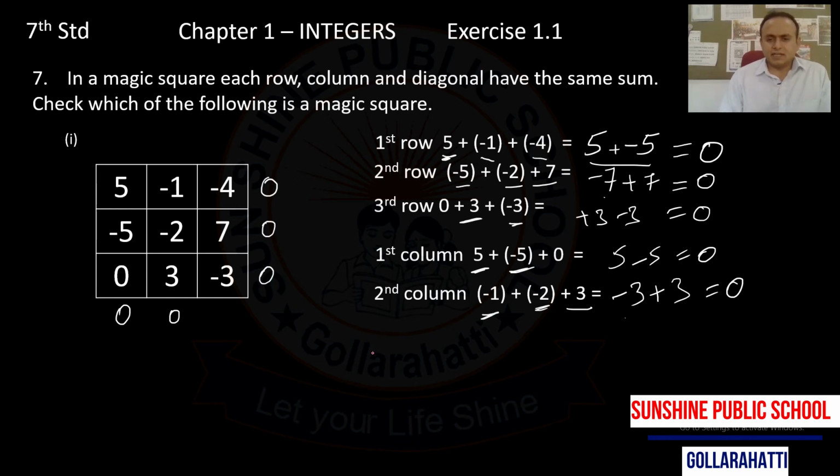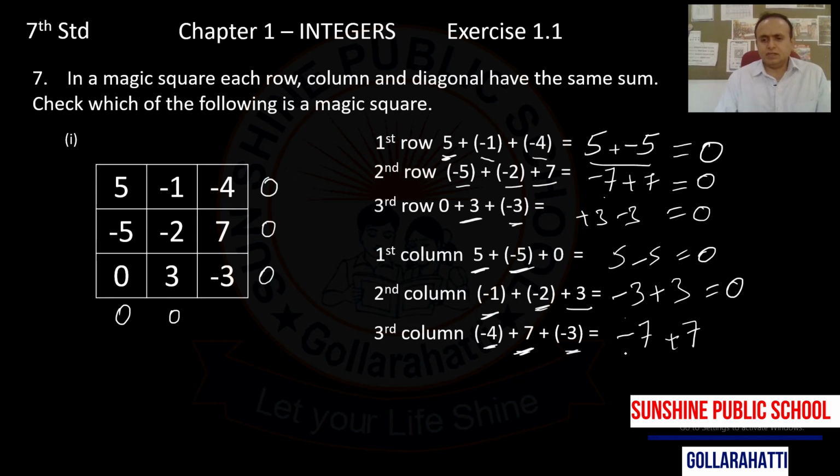Let us add the third column, that is minus 4, 7 and minus 3. Minus 4 plus 7 minus 3. First you should add minus 4 minus 3. Minus 4 minus 3 gives minus 7. And here you add plus 7. So minus 7 plus 7 gives answer 0. So you got the same answer 0 here also.